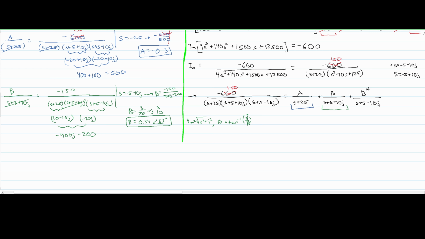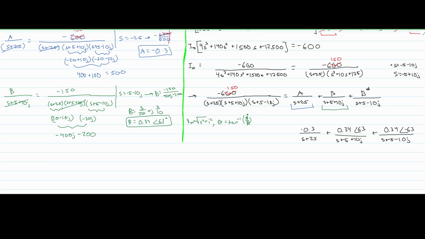Now, we are going to plug these values back into our equation. We found our a and we found our b. And so we can say we have a negative 0.3 divided by s plus 25, and then we have a plus our b, which is 0.34 at an angle of 63 degrees, divided by s plus 5 plus 10j. And then we have a plus our conjugate. This is going to be 0.34 at an angle of negative 63. And then s plus 5 minus 10j. The conjugate just means you switch the angle, or the signage. Not degrees, the signage is what you're going to want to switch.